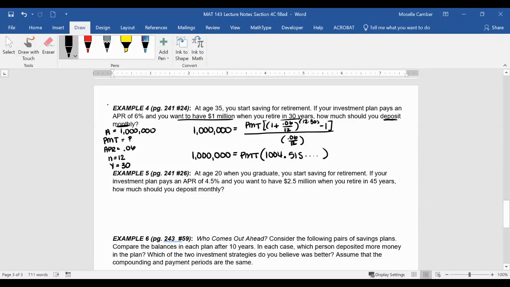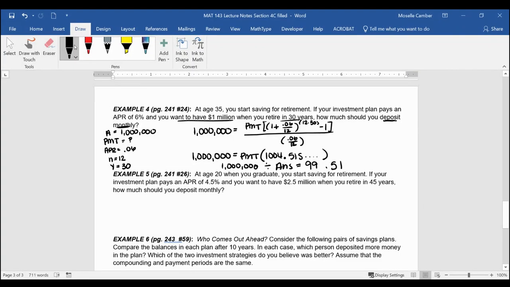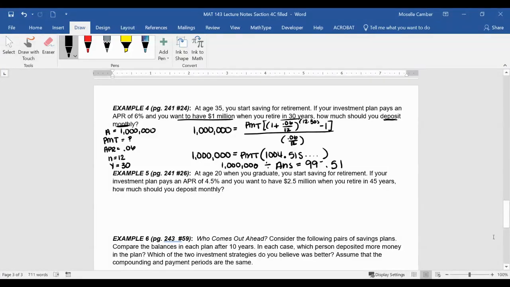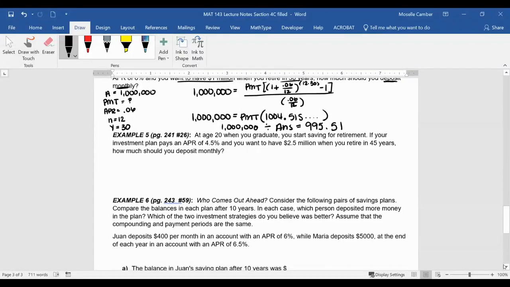Okay, so then I do 1 million divided by that answer, which gives us our payment of $995.51. I'll write that a little better. Okay, so $995.51. So you have to put in that amount monthly in order to have $1 million at the end of 30 years.